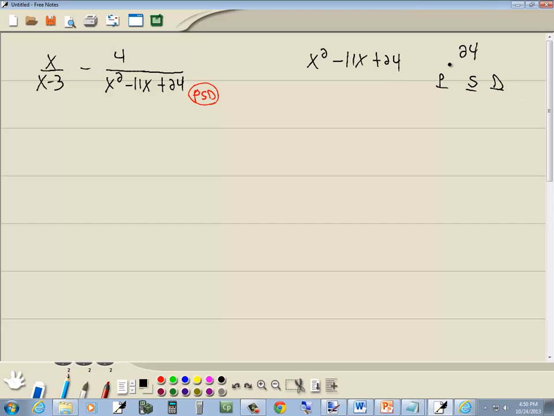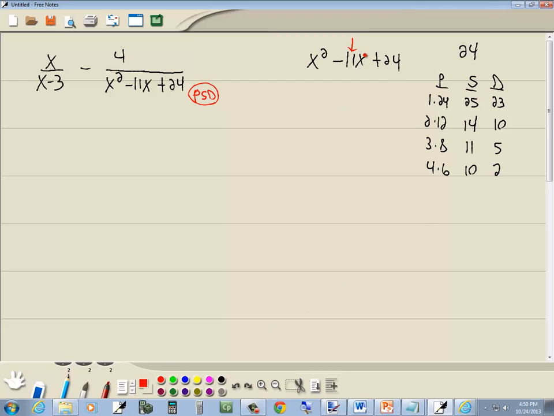Our P column, we list all the products, P for products, of 24. So we got 1 times 24, 2 times 12, 3 times 8, 4 times 6. The S column, S for sum: 1 plus 24 is 25, 2 plus 12 is 14, 3 plus 8 is 11, 4 plus 6 is 10. D is difference. Subtract smaller from larger. 24 minus 1 is 23, 12 minus 2 is 10, 8 minus 3 is 5, 6 minus 4 is 2.